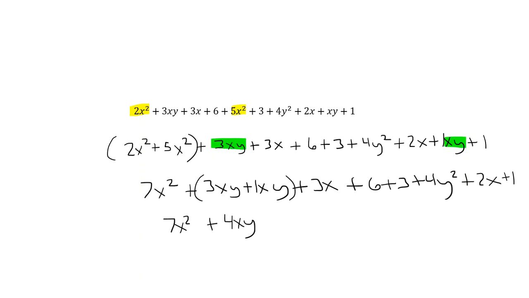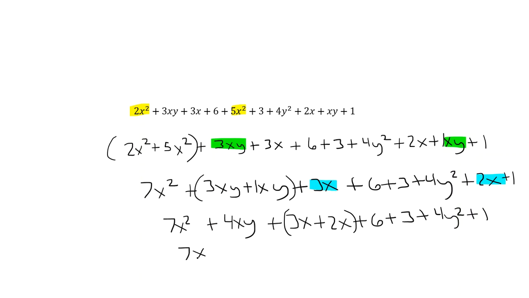Okay, let's do this for the x families. So we're going to rewrite this. And then after we have rewritten this, we can group the x families together and combine them for their family reunion. So 7x squared plus 4xy plus 5x. 3 plus 2 is 5.